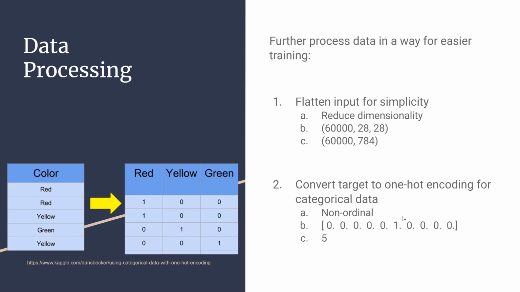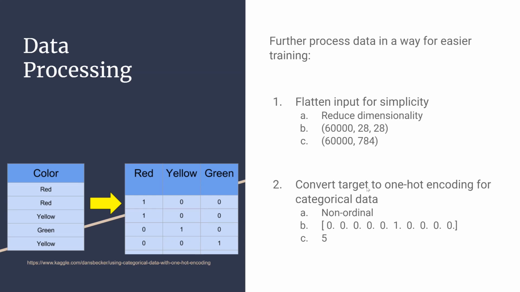For our problem, we're dealing with 0 to 9. So it would be 0, 1, 2, 3, 4, 5, 6, 7, 8, 9. So it would be like this instead. For 5, it would be a 1 over here. And this would be the one-hot encoding for our 5.